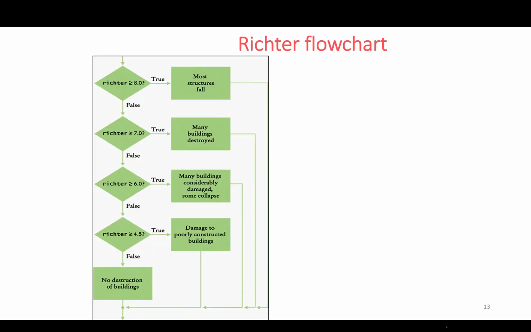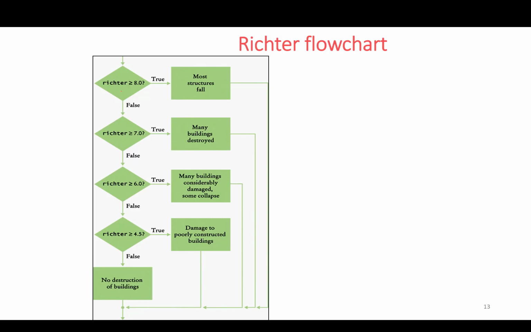So here is the flow chart, and if you can see the flow chart, we are starting up here at Richter greater than or equal to 8. If it is true, then I will print my statement, which is most structures fall, and then exit the program, right? And then if it is false, let's see the next condition, which is 7. If it is false, let's see the next condition, which is 6. If it is false, next condition, and so on, okay?